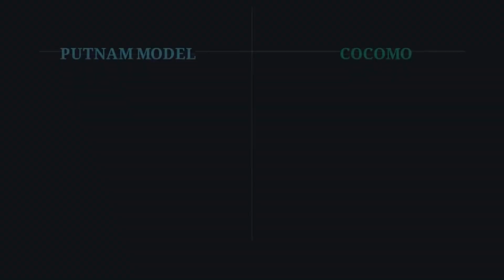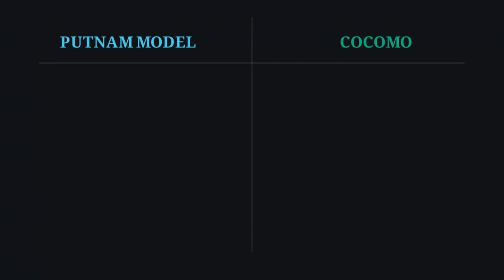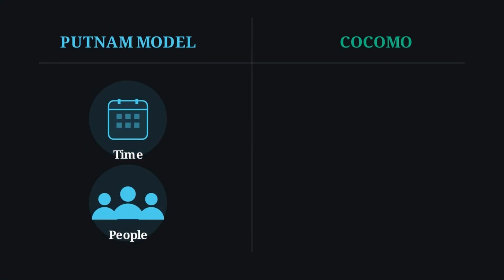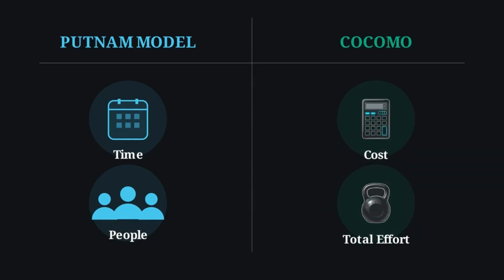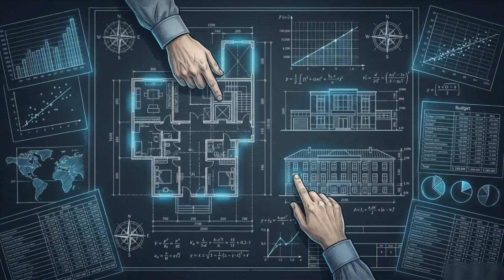A helpful way to distinguish them is that Putnam focuses on the relationship between people and time, while COCOMO focuses on cost and total effort. Organizations often use both models in tandem, deploying Putnam for schedule and staffing analysis and COCOMO for budgetary planning.